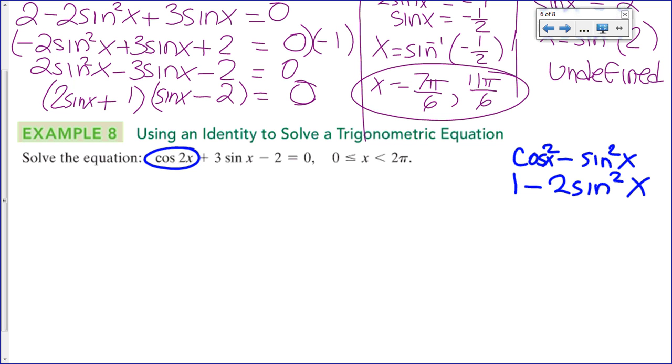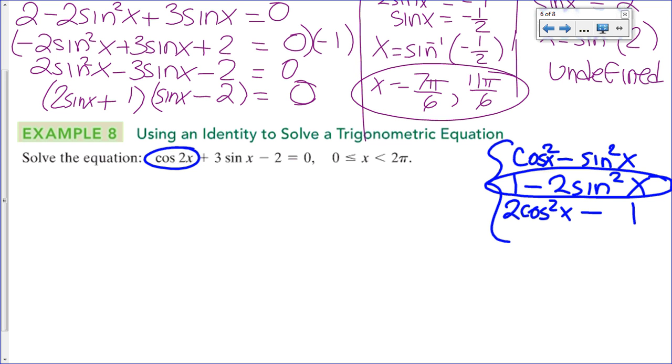And there's one more, I believe it's like 2 cosine squared x minus 1. So the one that we're going to use out of these 3 is going to be the second one, the one in the middle. Why do I choose to use that one? What do you guys think? What do we have here next to the number 3? Sine x. So that's why.